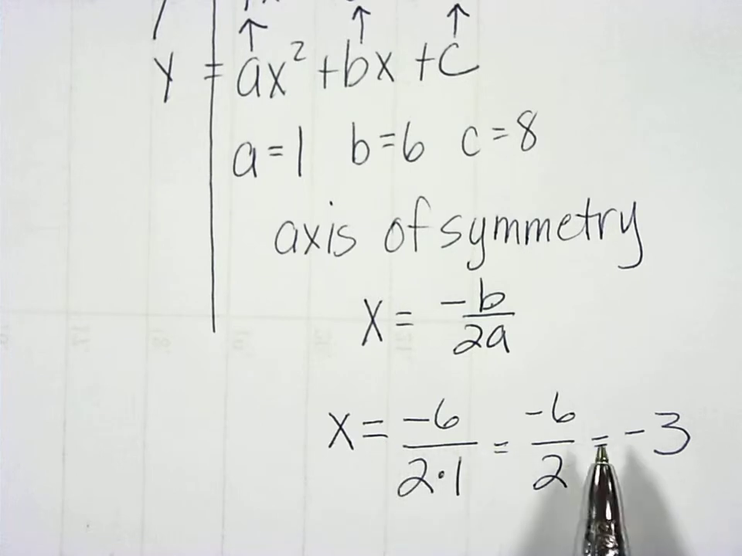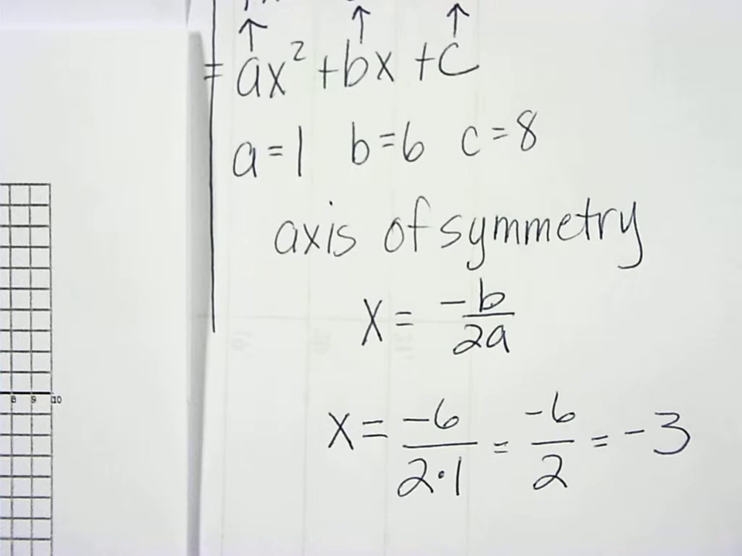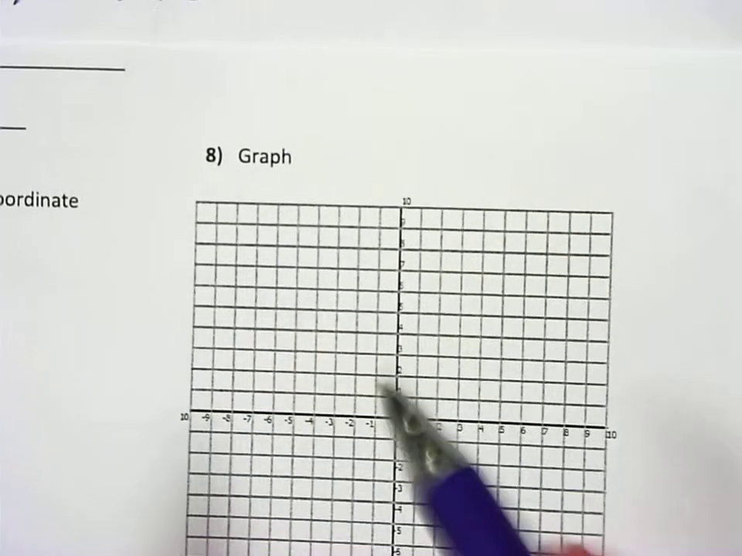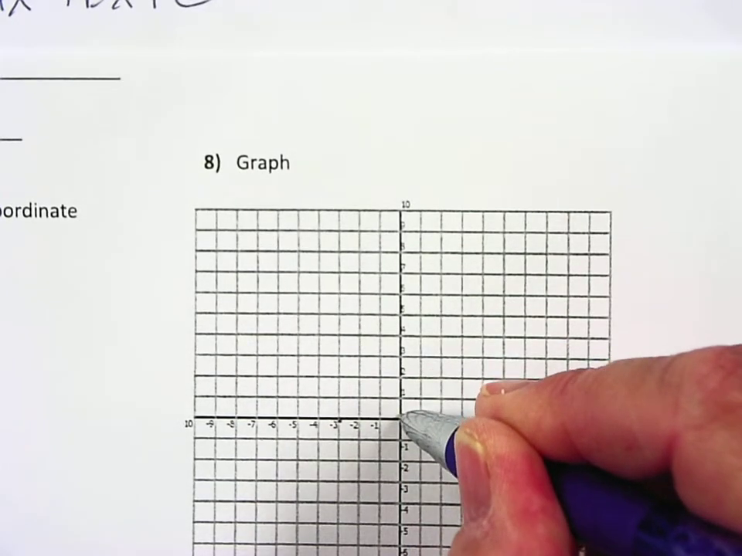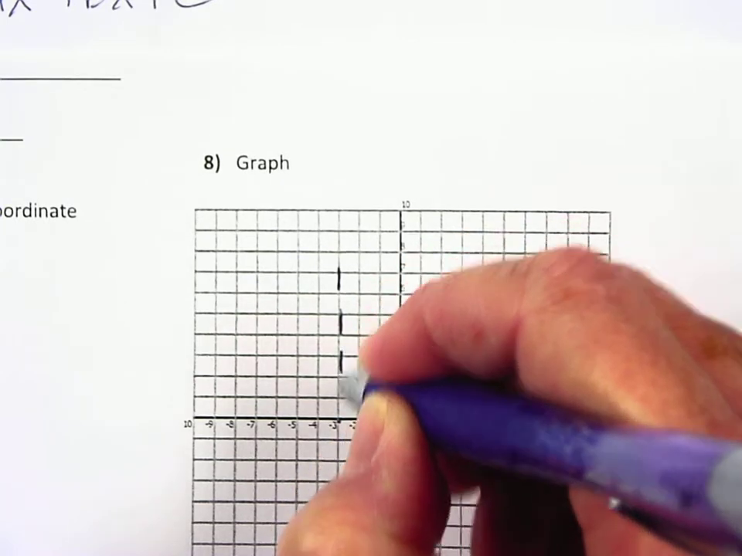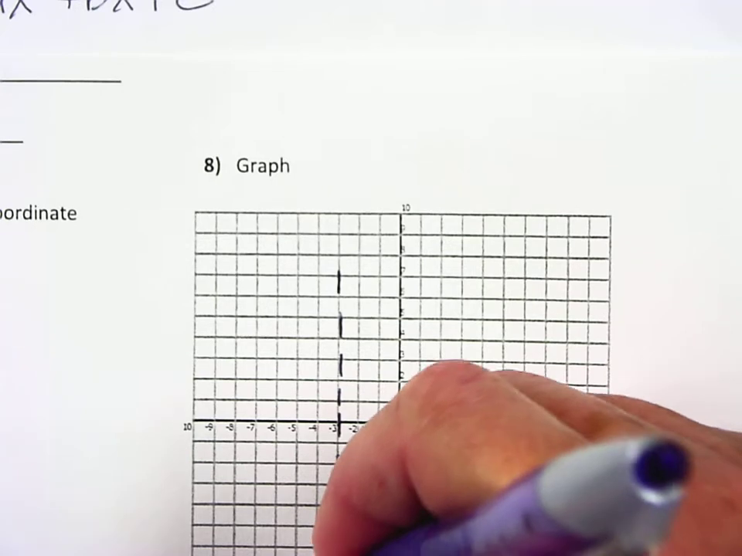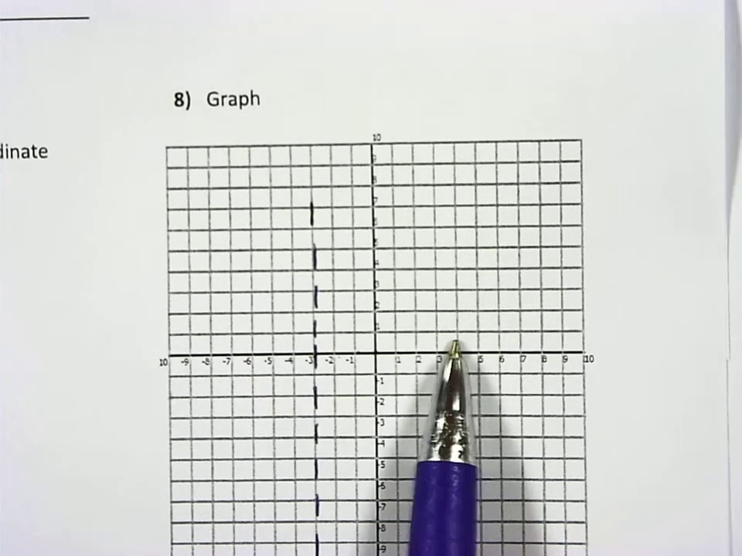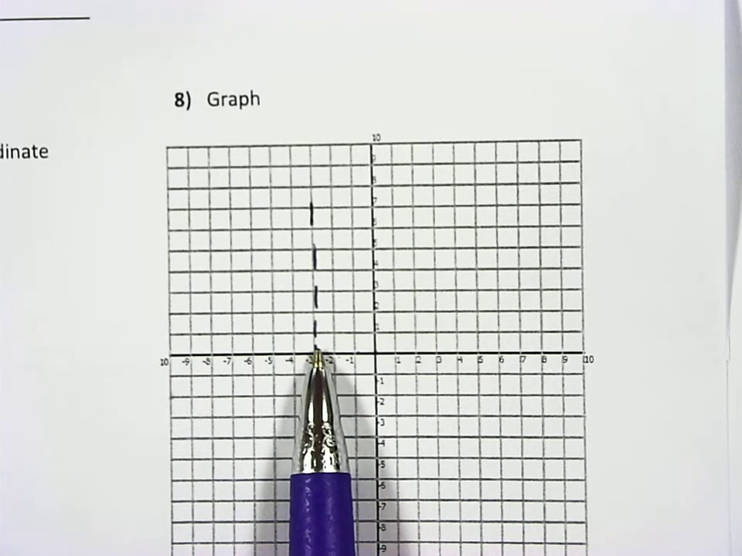X equals negative 3. So I'm going to go to my graph, and I'm going to find negative 3 on my x-axis, which is right here. Here's the origin, negative 1, 2, 3, and I'm going to make my axis of symmetry on that line. Now I know where the middle of my parabola is, so all my points are going to be mirror images on this side and on this side of the axis of symmetry, because it's symmetric.